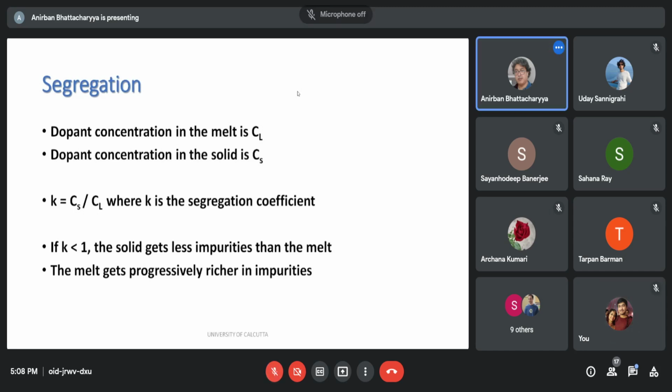No, it will stay within the liquid. Okay. So the liquid that is left, what will happen? It will have a higher concentration of phosphorus than it had before.